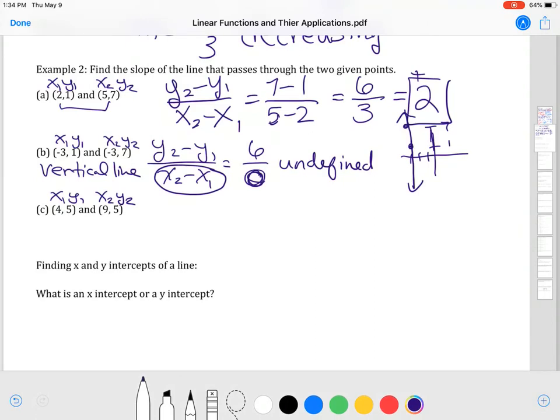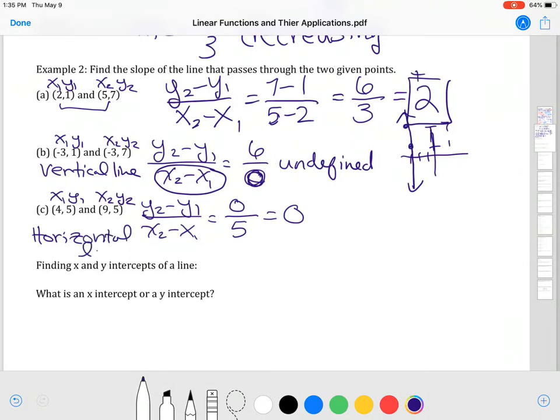Let's look at part C now. We're going to take y2 minus y1 over x2 minus x1. So I have y2 minus y1, so that's 5 minus 5, which is 0 on top. And then the x2 minus x1, that's 9 minus 4, which is 5 on the bottom. And when I take 0 divided by a number, I can do that. That's just 0. So that's a horizontal line. That's one of our other special cases. That's when the line has no tilt at all.